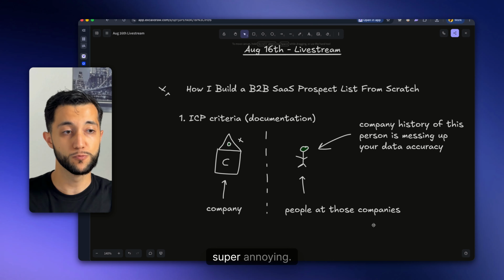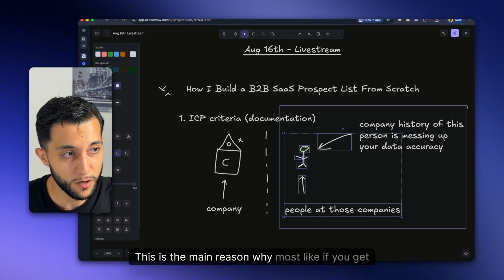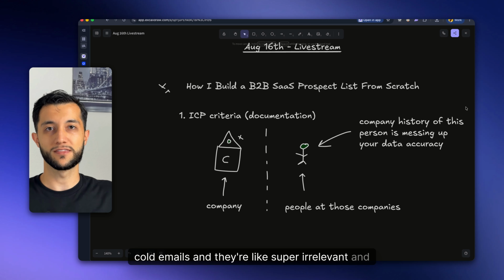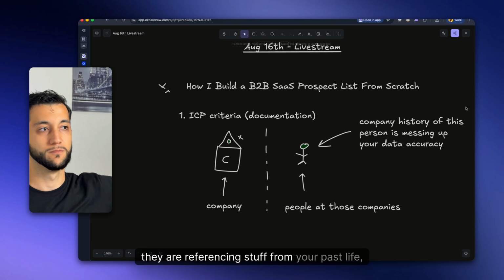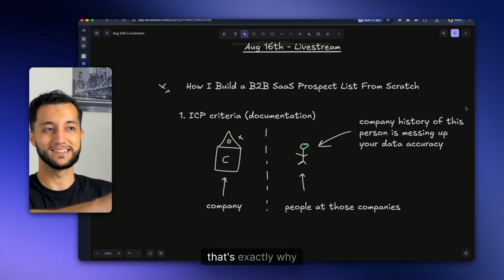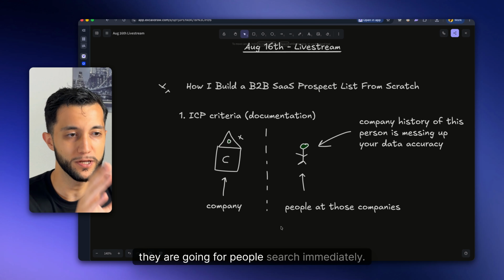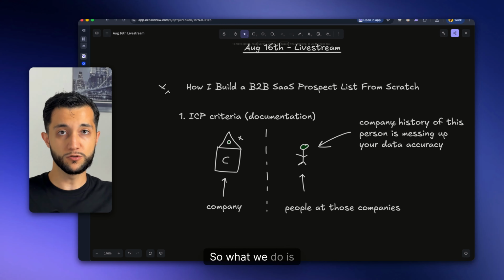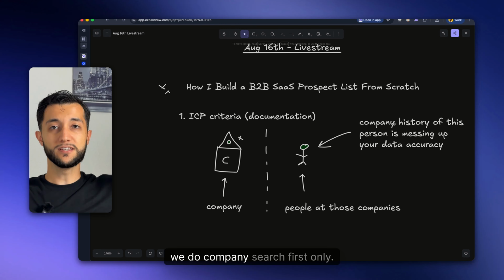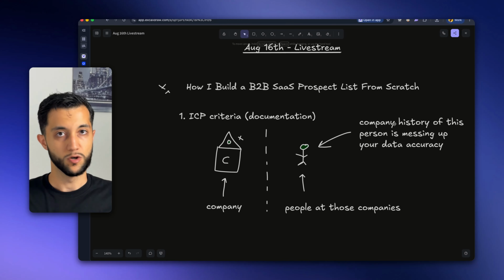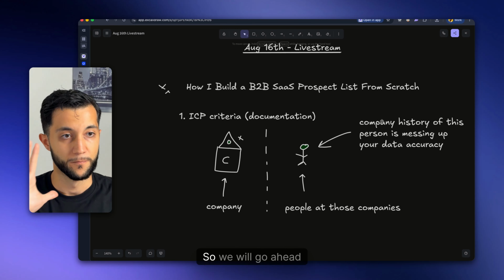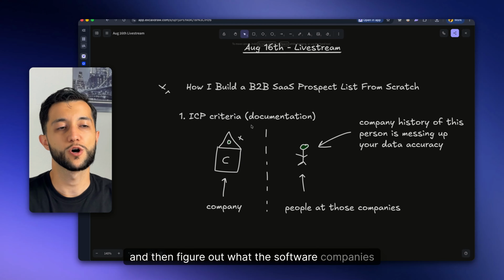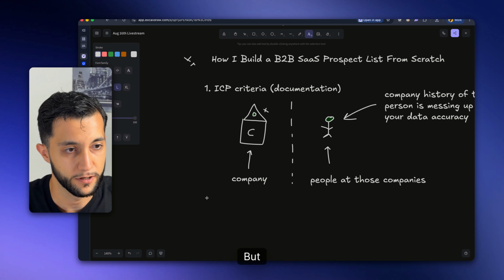Super bad, super annoying. This is the main reason why, if you get cold emails and they are super irrelevant and they're referencing stuff from your past life, that's exactly why. They are going for people search immediately. That's the main problem, right? So what we do is we do company search first only, right? So we will go ahead and then figure out what the software companies look like, right?